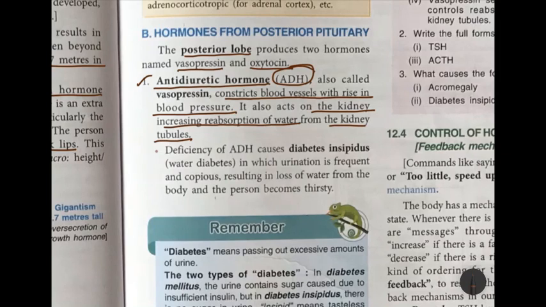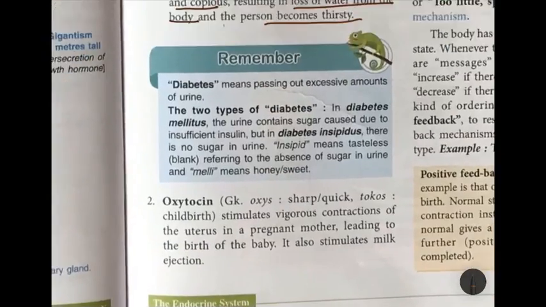Now if there is a deficiency, less of ADH, it causes a disease known as diabetes insipidus. That is water diabetes, because reabsorption of water does not take place in the kidney tubule. So if reabsorption does not take place, what will happen? Urination will be very frequent. Continuously a person has to go and urinate, and it becomes copious, that means very thin, and there is a loss of water from the body, and the person feels thirsty most of the time.